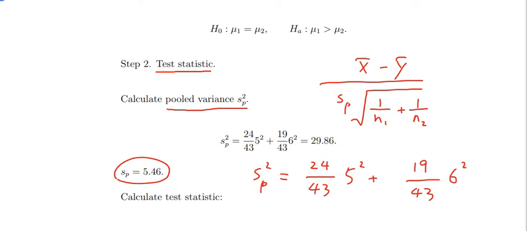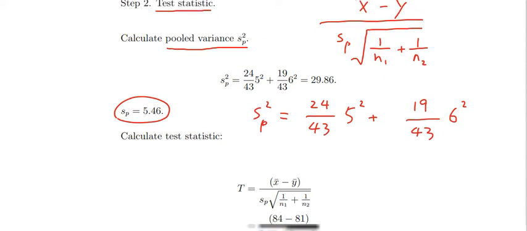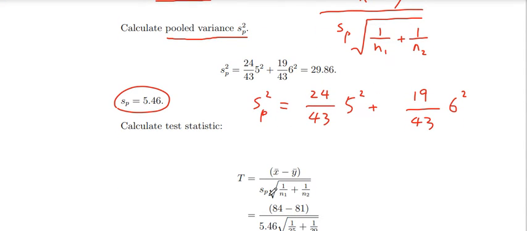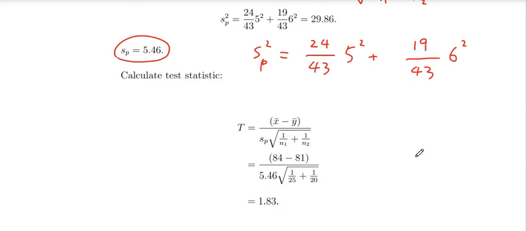Then we plug into this formula: x bar minus y bar over Sp times the square root of 1 over n1 plus 1 over n2. X bar is 84, y bar is 81, Sp is 5.46, n1 is 25 and n2 is 20, right? After a little bit of calculation, we find this number is 1.83. Okay, so this is our test statistic.